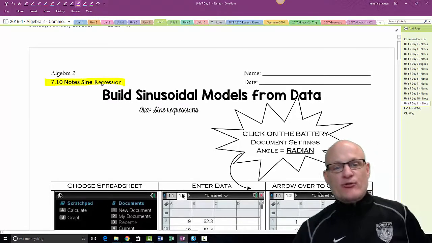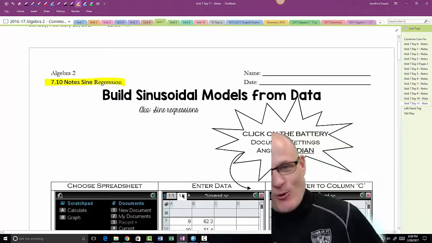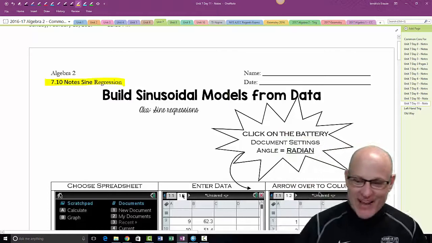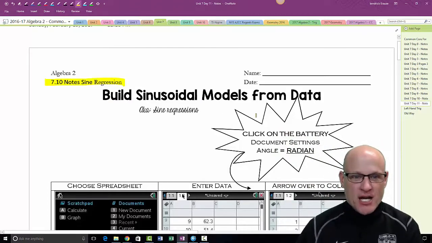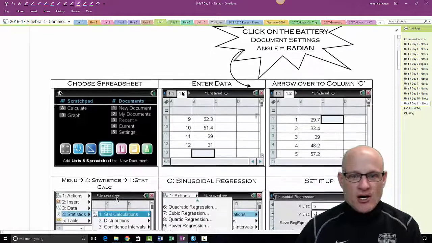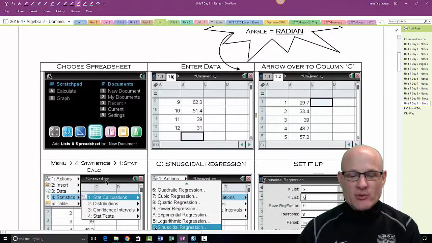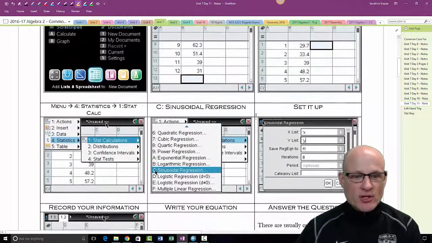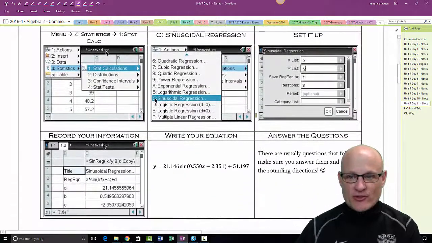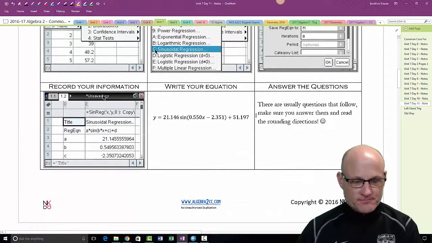We're going to build a sinusoidal model from data. Baby, that sounds like fun. All right, all the directions. Got to enter the data. Got to make sure we're in radian mode. We're going to go to stats. We're going to go into sinusoidal, all this stuff.